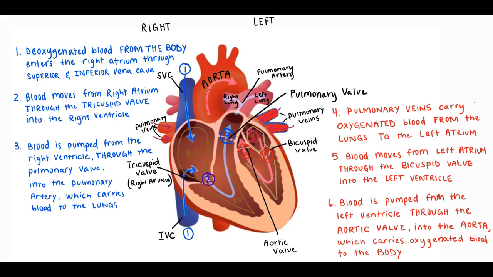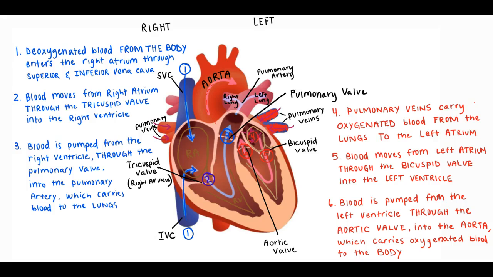And lastly, we have the blood coming from the left ventricle with these really thick muscular walls that contract really hard, and when that happens, the blood is pushed out of the left ventricle through the aortic valve and into the aorta. Notice the aorta is really large. It's the largest artery in your body.